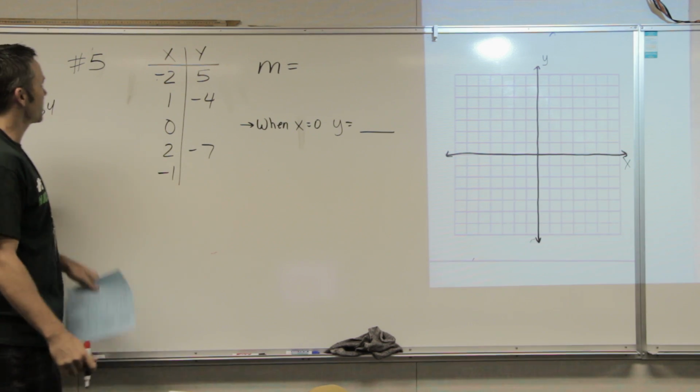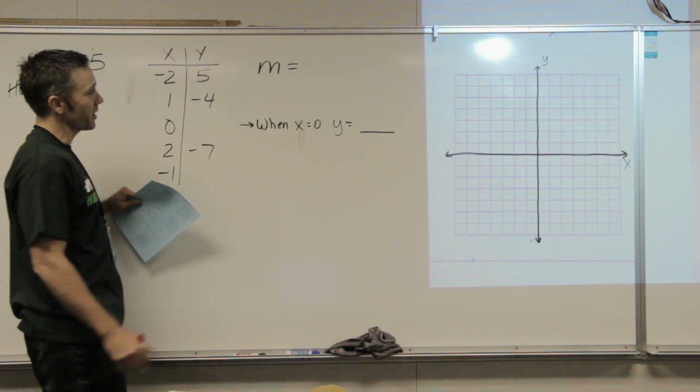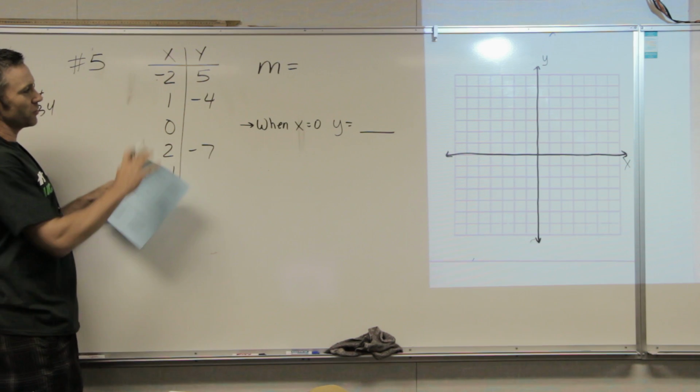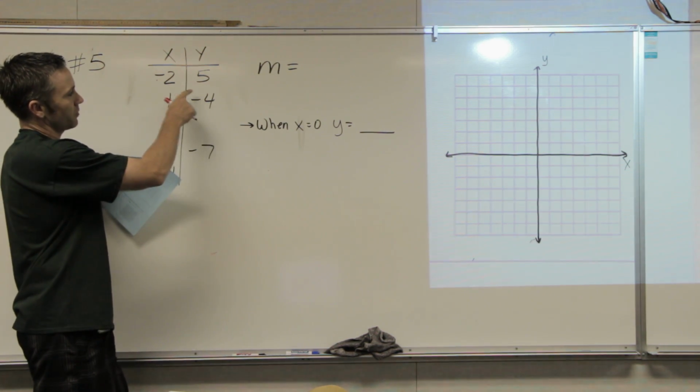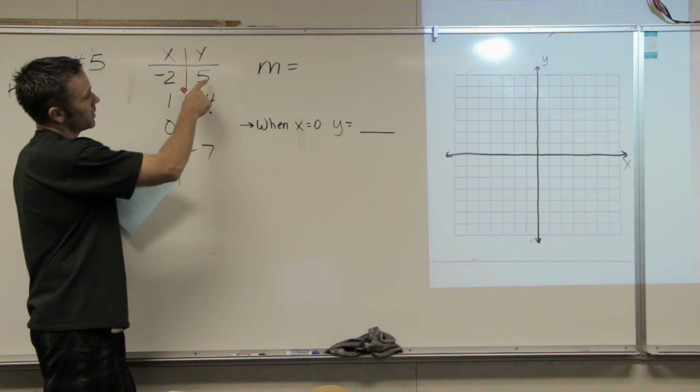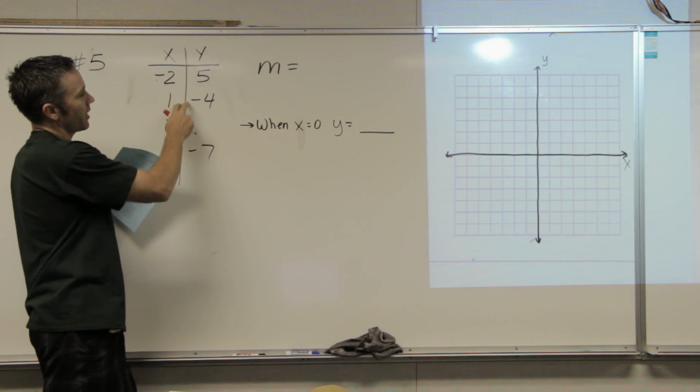All right, now we're going to work on assignment number 34, problem number 5. It's a very complicated problem. There's a few ways we can go about this. But the first thing we're going to do on all of these is we're going to find the slope. And the way we're going to find the slope for this one is we're going to look at 2 points that we have both values for.